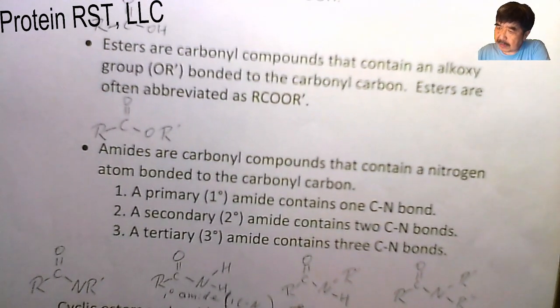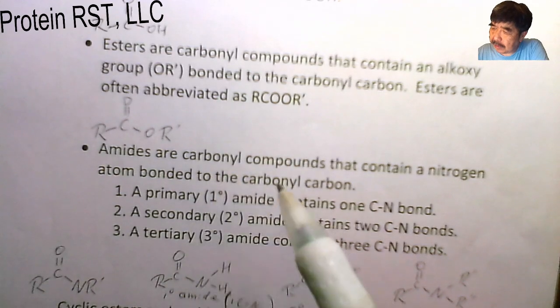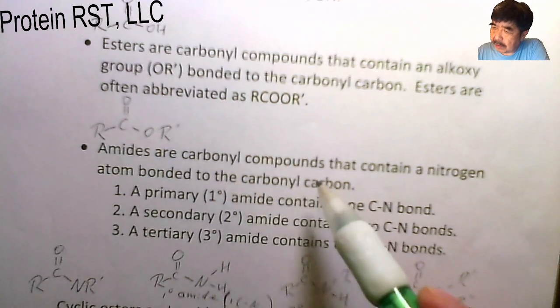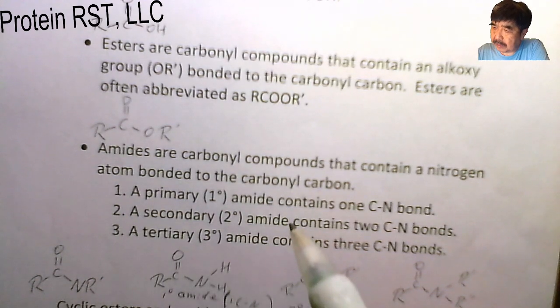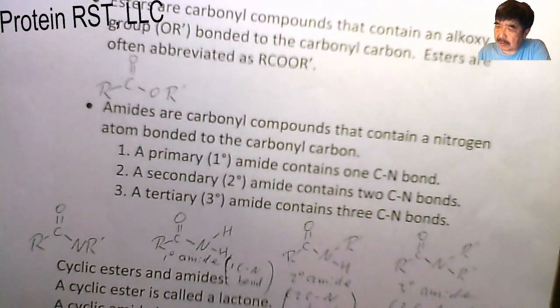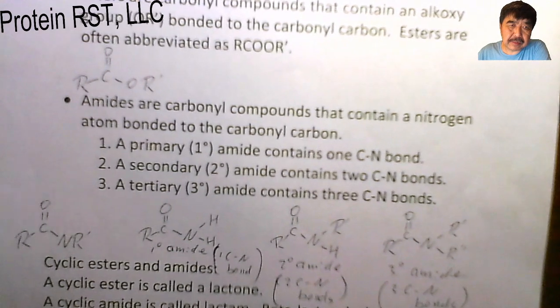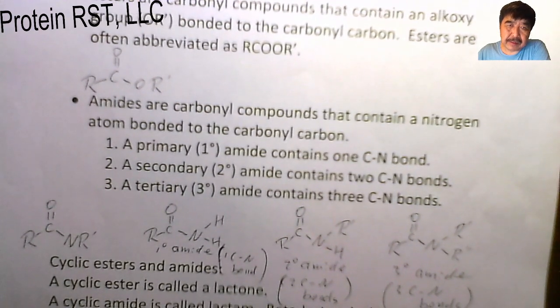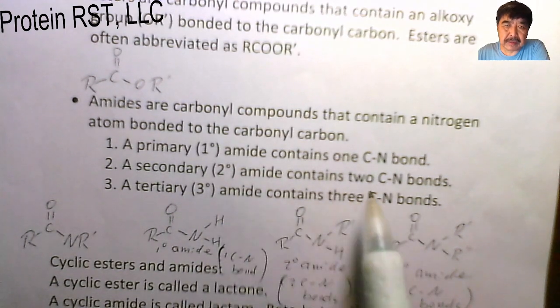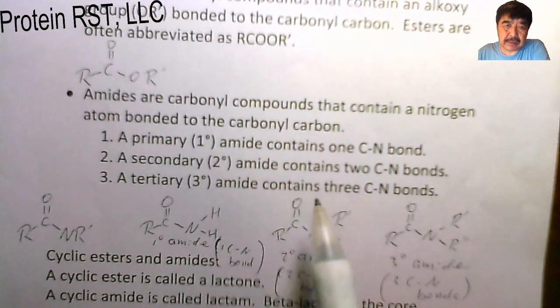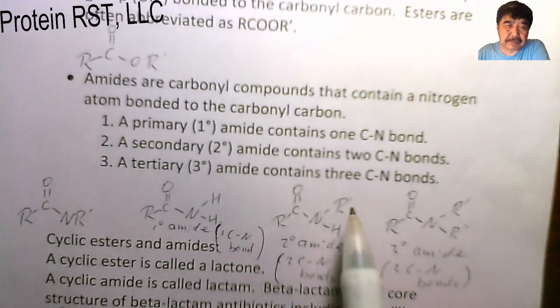The last one is amides. Amides are carbonyl compounds that contain a nitrogen atom bonded to the carbonyl carbon. There are three levels. The first one is the primary amide, which contains only one CN bond. The secondary amide contains two CN bonds. The tertiary amide contains three CN bonds.